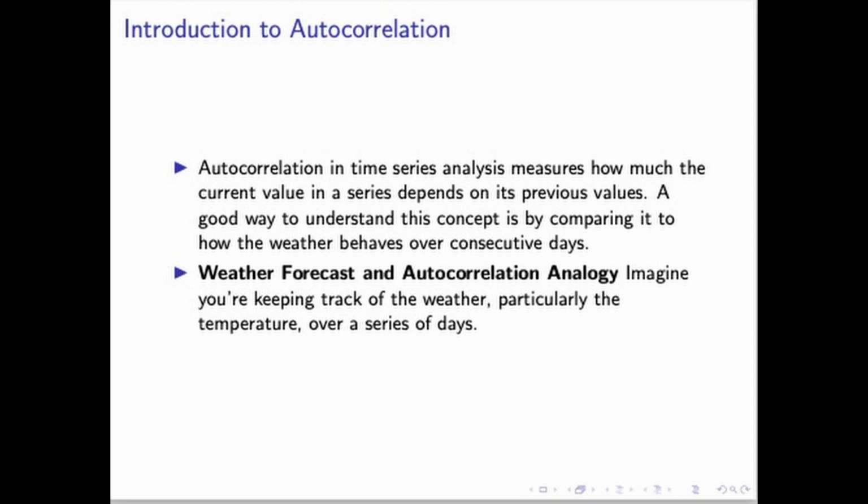In time series analysis, autocorrelation measures how much a current value depends on its previous value. One way to grasp this is by comparing it to weather behavior. Imagine you're keeping track of temperatures over several days, like how today's weather may influence tomorrow's. Autocorrelation describes a similar relationship between past and present values in a time series.